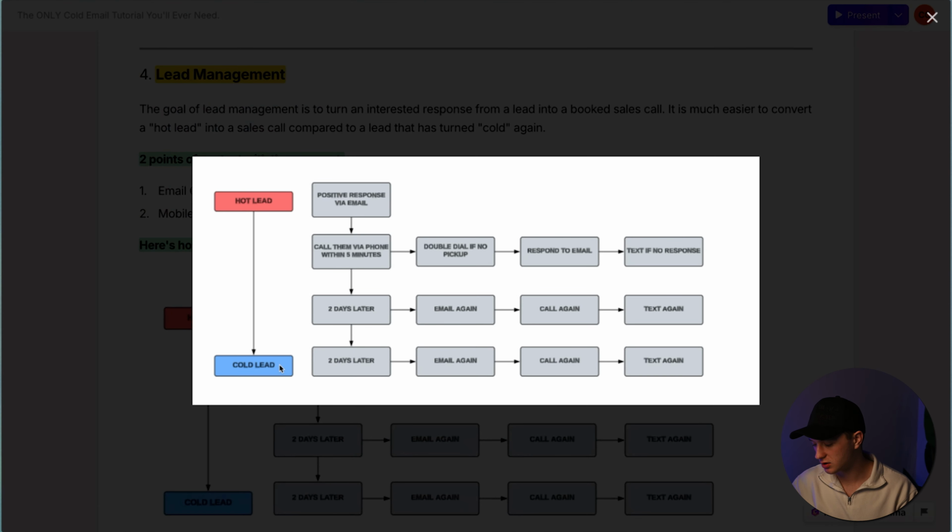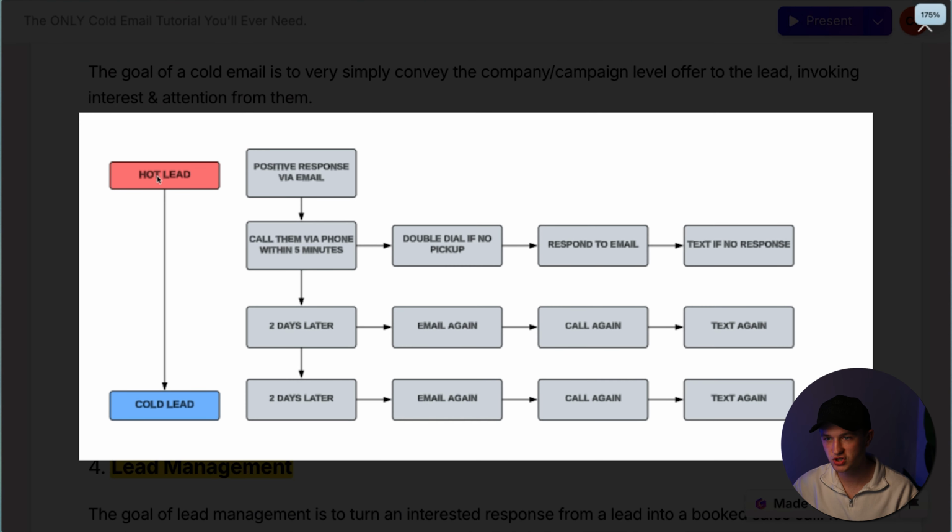So the exact way that this process works and how we run it, let's say you have a hot lead, right? A hot lead just responded to your email. They're like, what's the pricing, right? So let's just say they said that. Within 5 minutes, your goal is to call them on their mobile phone number. If they don't pick up the first time, you're going to call them again.